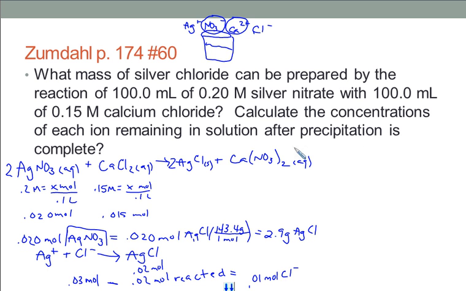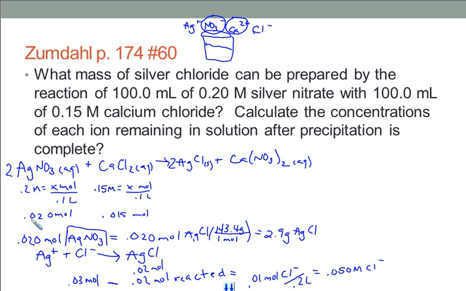If I want concentration, I have to take my moles over my volume, but remember I added 2 of these aqueous solutions together, so that's 0.2 liters. And for my chloride, I have a concentration of 0.050 molar for the chloride. Now, that chloride was part of the reactant. The calcium and the nitrate didn't react at all. Nothing happened to them when they went through the reaction.